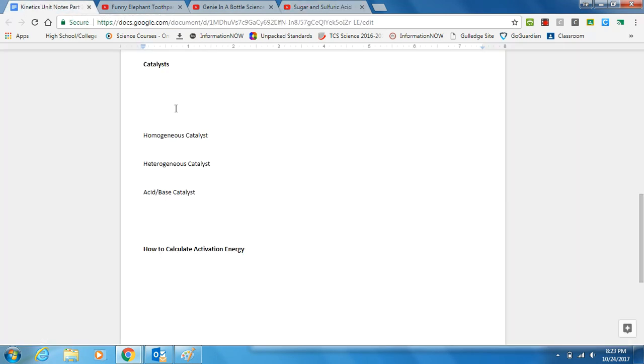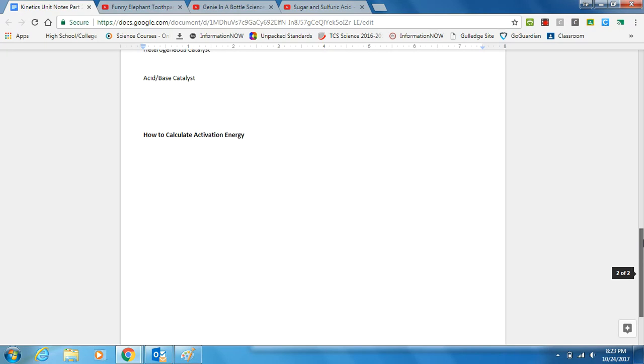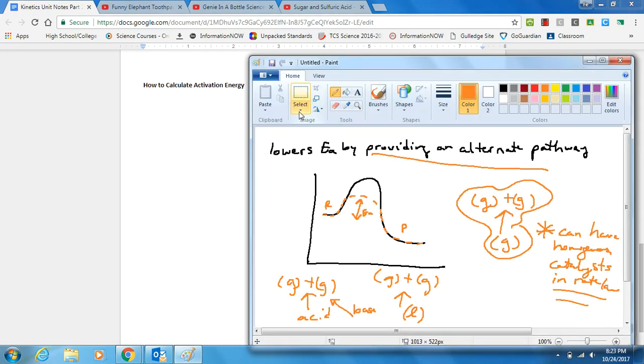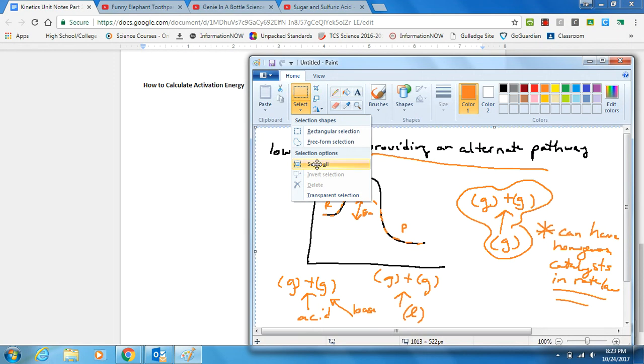So let's go back to our notes. We've talked about catalysts. That's really all you need to know about those. Remember that a homogeneous catalyst could potentially be used in my rate law expressions. So just be aware of that. The last thing that I want to talk about is how to calculate activation energy. So I'm going to clear some space on here.